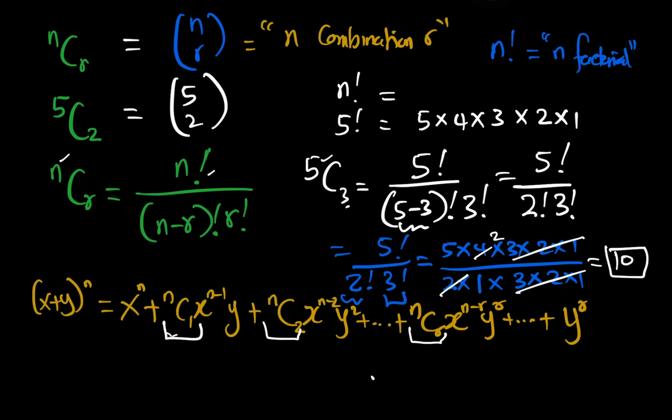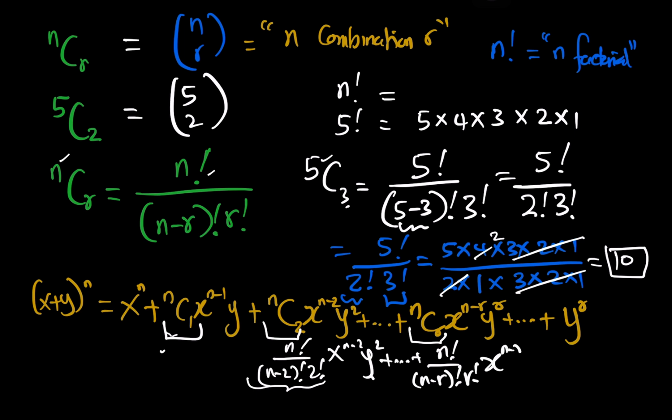So this is going to be something like n factorial, right? This is going to be our n. We're going to put in the n. So this is going to be like n factorial divided by n minus 2 factorial, and then you're going to have 2 factorial, like that. And that gives you the coefficient for this side, and then you have your x to the n minus 2, y squared plus dot dot in that order. All right, n factorial divided by n minus r factorial, you have x to the n minus r, y to the power r plus dot dot plus y to the power r, like that.